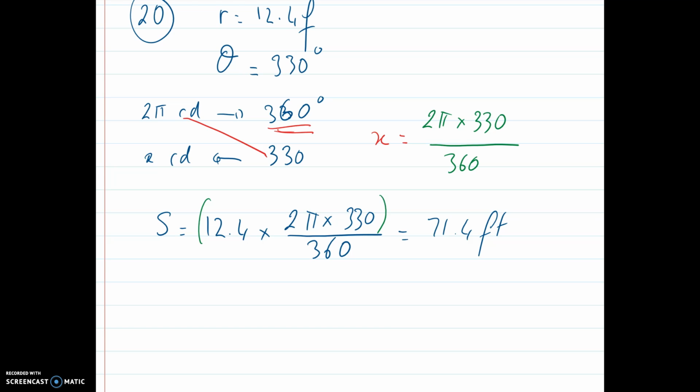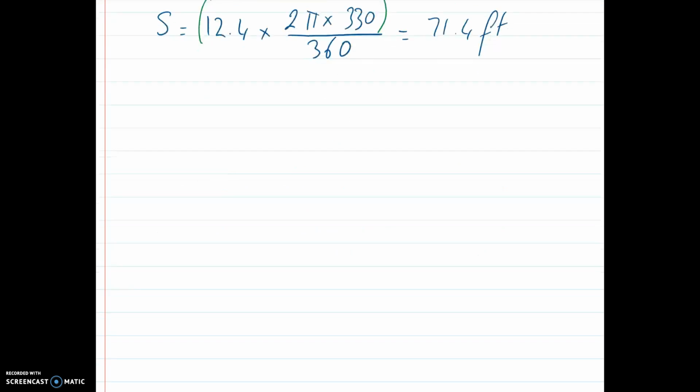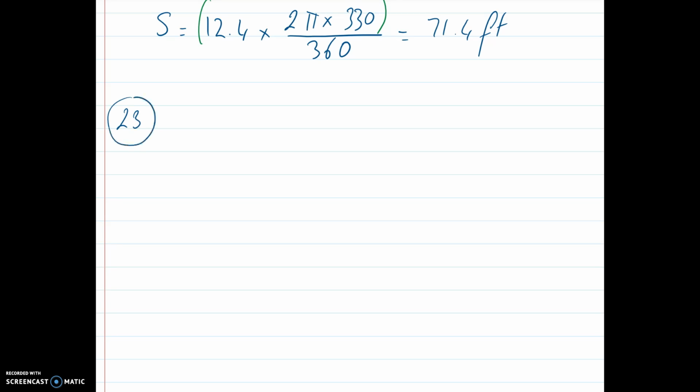All right, so now let's see if we can find the distance between two cities. So, problem number 23. On problem number 23, what do we have? We have Panama City is 9 degrees north and Pittsburgh, Pennsylvania is 40 degrees north. So basically what we have is this.